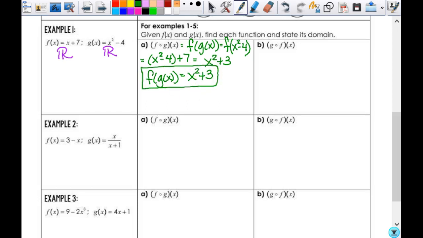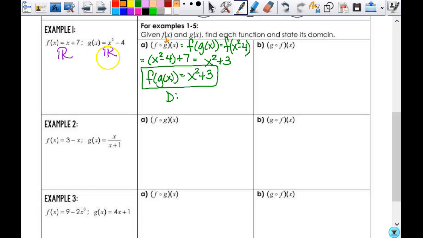Okay, but I also have to state my domain. So the domain is the domain of the input, right? My input is g, right? It's the domain of g as long as the outputs live in this domain. So let's think about this. The domain here is all real numbers.